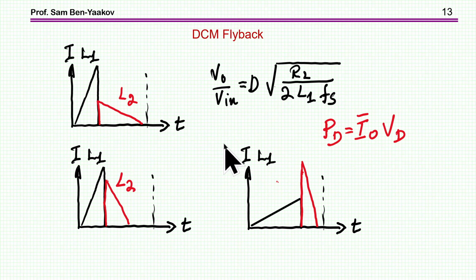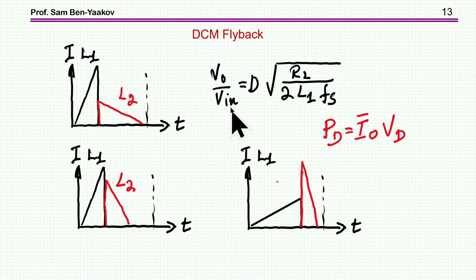Now, what about the case of the DCM? Here, things are more complicated. I'm showing here a different situation. You see that for a given frequency, the slope of the current of the primary will depend on the inductor. And then we have a dependence, of course, on the duty cycle. And then we have a dependence on the output voltage, which will determine the downslope of the secondary. So it is a more complicated situation.